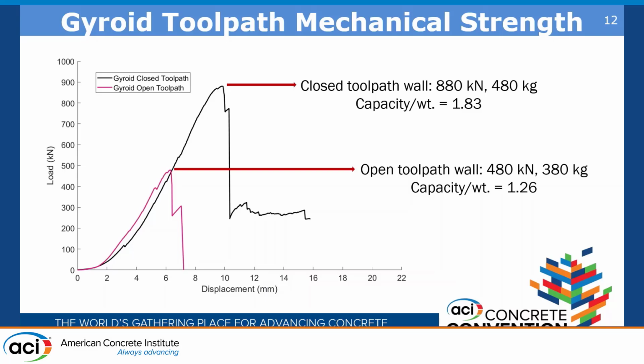So that suggests that our open toolpath wall not only failed in a different manner, but the manner of failure is caused by a weakness in the open toolpath wall that isn't present in the closed gyroid.